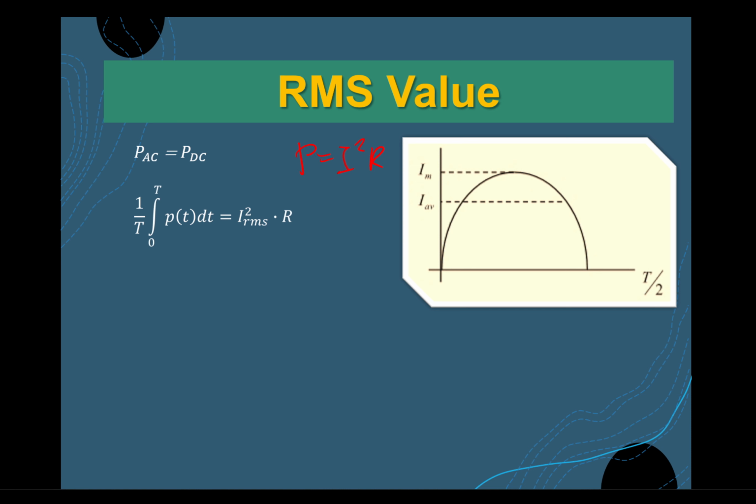We know that power is equal to I squared R. Now this current here is the instantaneous current. So the instantaneous power is equal to the resistance times the square of the instantaneous current. From then we integrate this from 0 to the period, so one full cycle. When you say T, that's a full cycle.